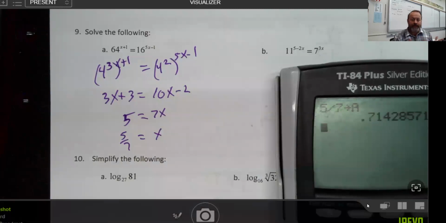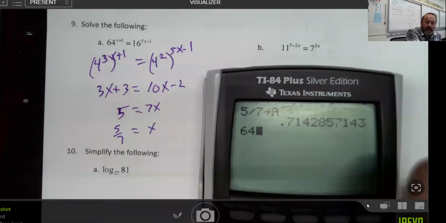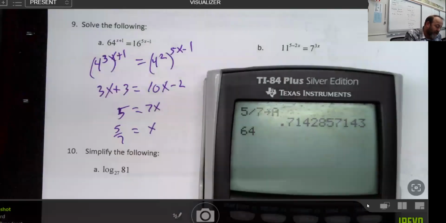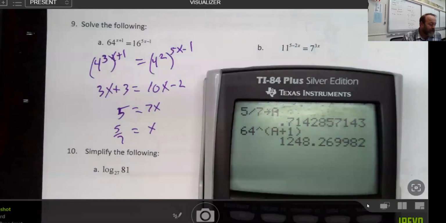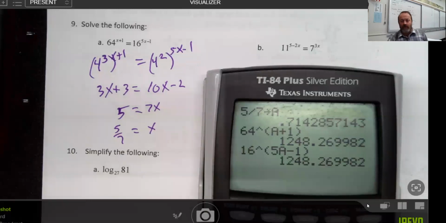I like doing that because now if I take 64 and I raise it to the a plus 1 power, let's see what happens. I get some kind of ugly looking decimal. But then if I took 16 and I raised it to the 5a minus 1 power, hopefully I would get exactly that same decimal. And that kind of confirms that I did okay.